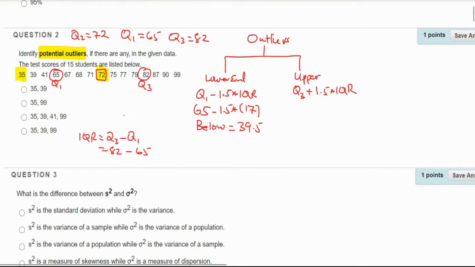Now let's check if there is an upper outlier. So 82 plus 1.5 times 17, and we want numbers above that. Could someone help in this case? 107.5. Is there any number more than that? It looks like no. Okay, so if that is no, what would be the proper answer?